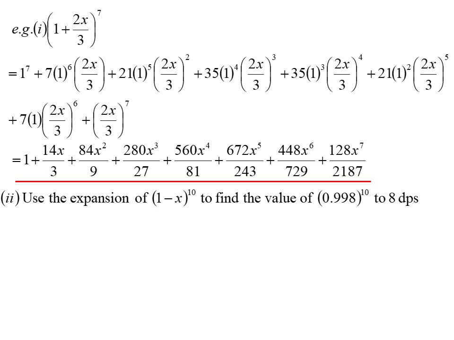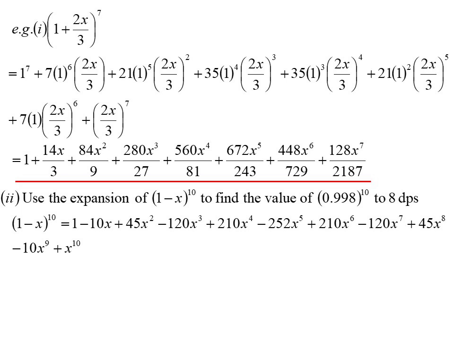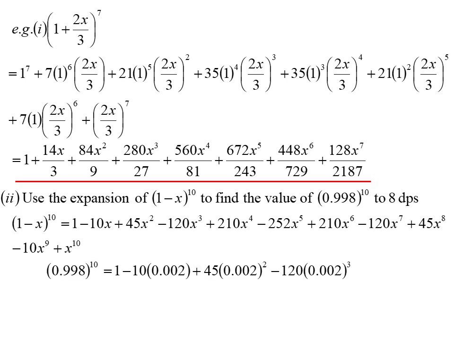Now, here's where it, well, used to be very useful, I guess before we had our calculators and what have you, but if you had to find something like this, 0.998 to the power of 10, we only want it to 8 decimal places, we could use 1 minus x to the power of 10. So there's the expansion for 1 minus x to the power of 10. And all I do is substitute in 0.002 for x. But I don't have to substitute it into every term because I only want 8 decimal places. And once I get to a certain power, 0.002 to that power, or power of 4, will be 0 to 8 decimal places. I don't need the rest of the terms. So I only have to work out these 4, and then we could come up with the answer.